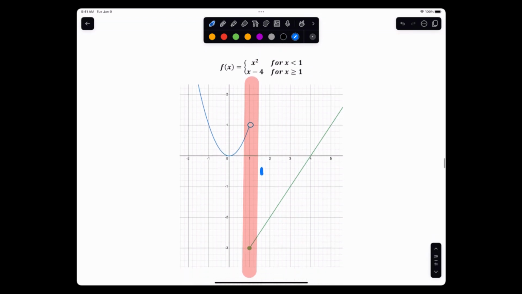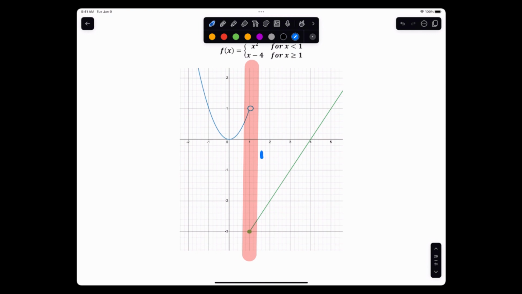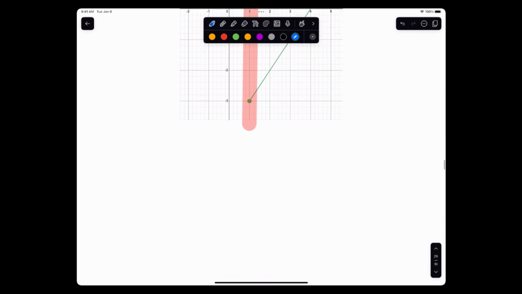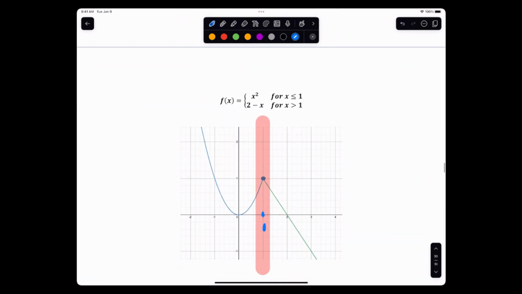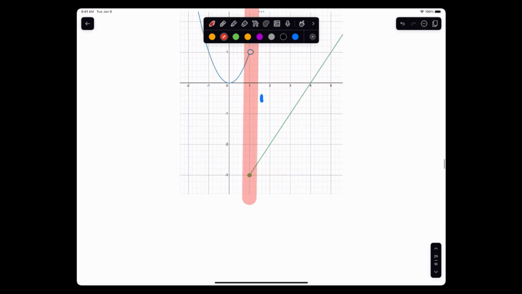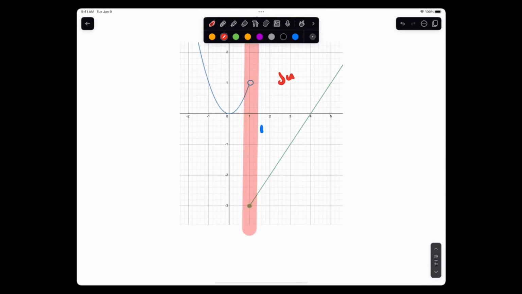This was called a jump discontinuity, because we're kind of doing multiple things at the same time. There's no jump discontinuity here. I'm going to write that in our notes. No jump discontinuity. Here, there was a jump discontinuity at 1.